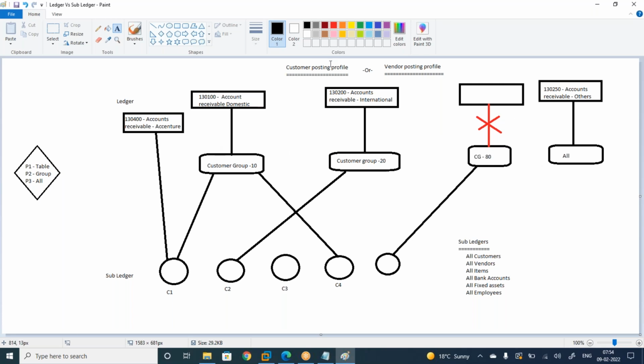All posting profiles, like customer posting profile, vendor posting profile, fixed asset posting profile, item posting profile, everywhere it is the ledger subledger concept. So if it is an item, the item is linked to the item group, which is linked to the main account. Item is linked to the item group, which is linked to the ledger account.